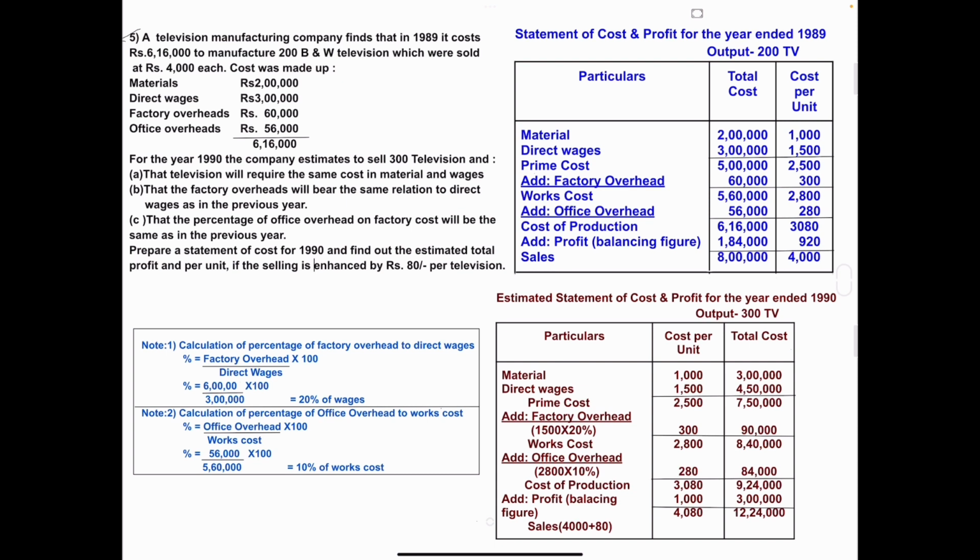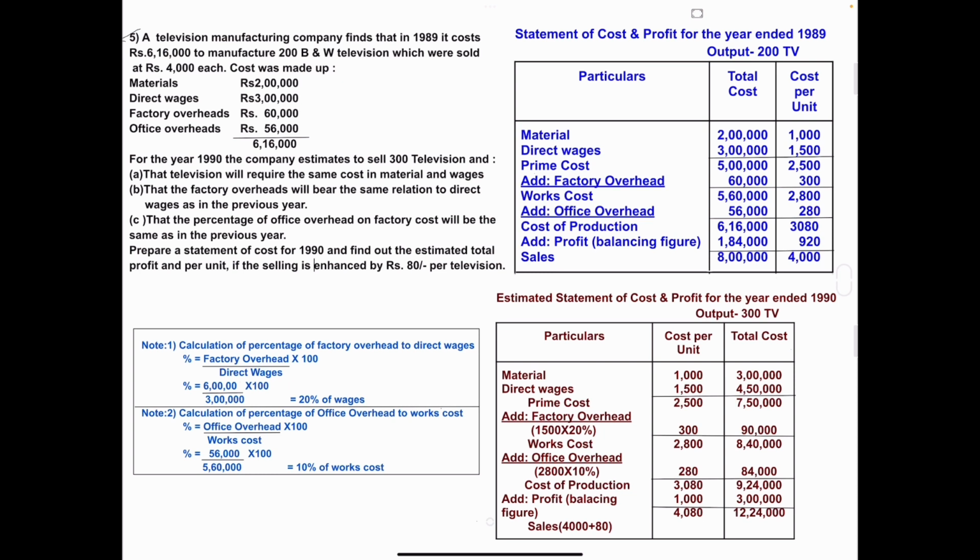B, that the factory overhead will bear the same relation to direct wages as in the previous year. C, that the percentage of overhead on factory cost will be the same as in the previous year. Prepare a statement of cost for 1990 and find out the estimated total profit and per unit if the selling price is enhanced by rupees 80 per television.